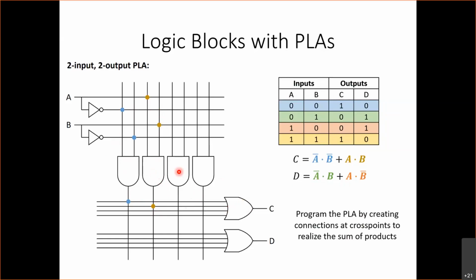And I'm going to do the same thing here, not A and B. So I'm going to use this AND gate over here to get not A and B. And then I'm going to pass that as an input to D by programming a connection here. And then A and not B, I will program this AND gate to have A and not B. And then I want to pass the output of the AND gate to the OR gate for D. So I'm going to program a connection over here. And by doing this, what we've done is we've used the PLA to implement the specification on the right. Okay, any questions?